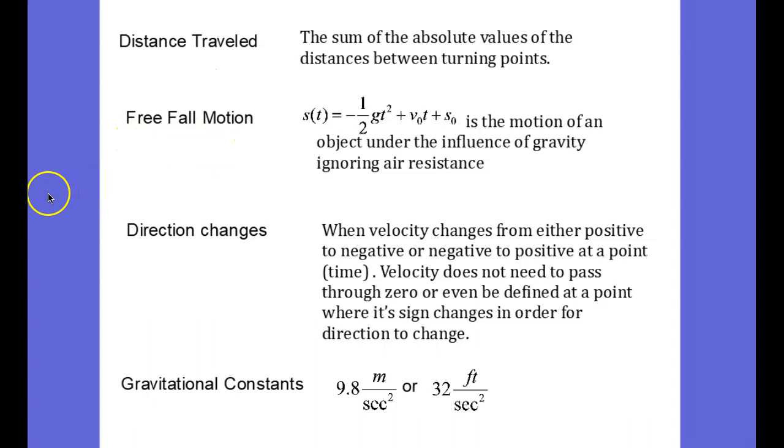Objects in freefall will have motion governed by the equation s(t) equals negative 1/2 g t squared plus v naught t plus s naught. Here, g is the gravitational constant, which is the acceleration due to gravity. Different planets have different gravitational constants, but on Earth, g is equal to 9.8 meters per second squared, or 32 feet per second squared. Finally, when velocity changes sign, either from positive to negative or from negative to positive, this indicates that the particle has changed directions.